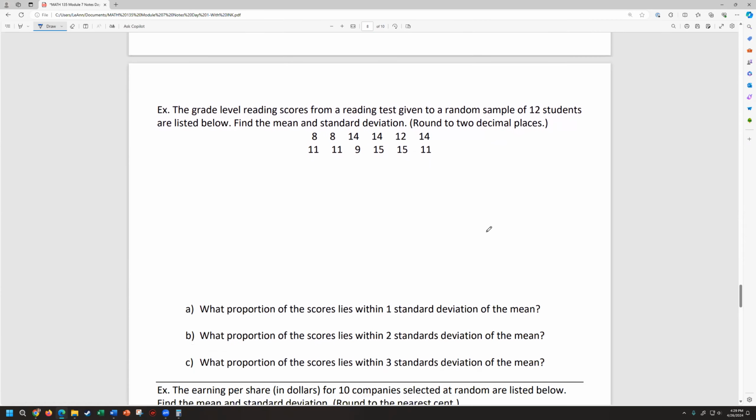Okay. So the grade level reading scores from a reading test given to a random sample of 12 students are listed below. Find the mean and standard deviation, round to 2 decimal places. Okay. So I'm going to find the mean first.